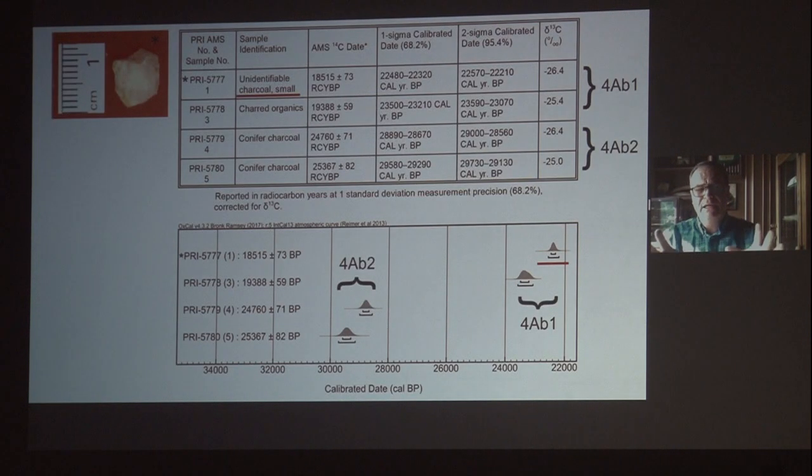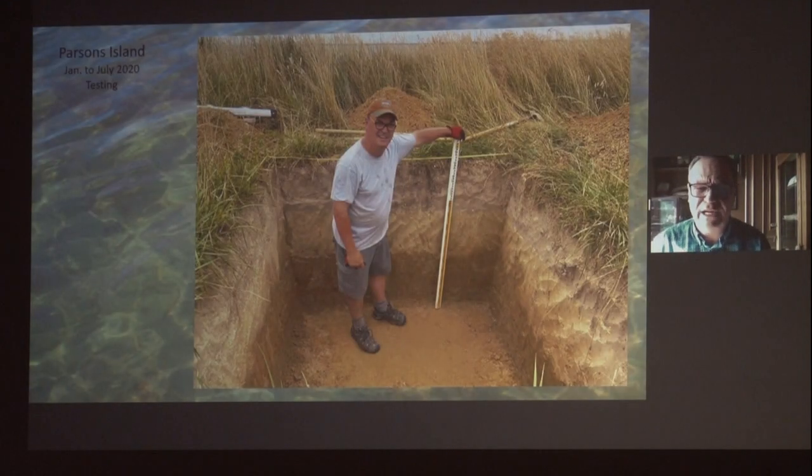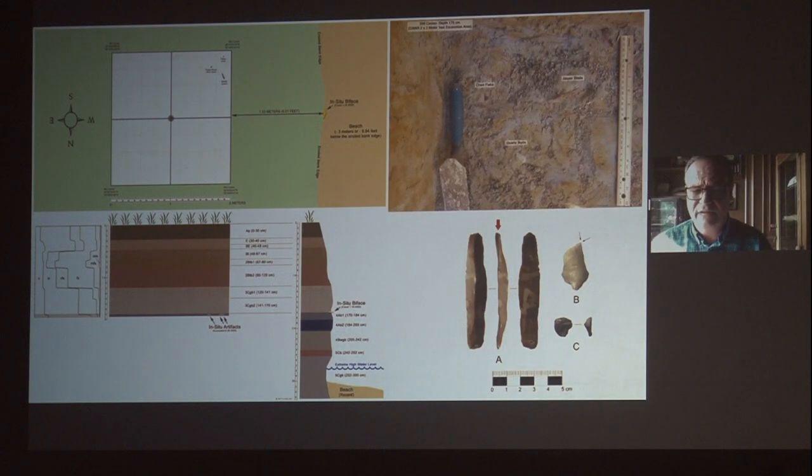More importantly, when you look at these 2 surfaces that are stacked, we have the archaeological surface, the 4AB1, and then we have the other surface beneath it, the 4AB2. And you can see we actually identified the charcoal. In 2020, we did testing there during the COVID shutdown. We excavated 4 units. We found some artifacts in situ. You can see that on the right.